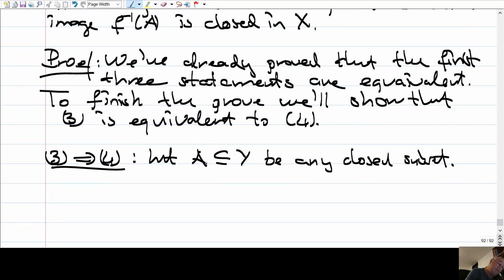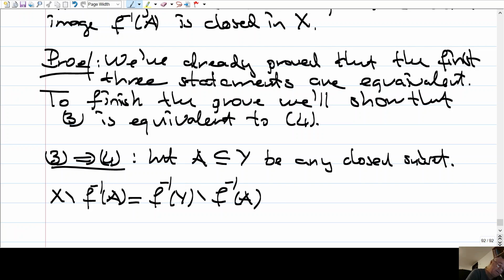But you see, X minus f inverse of A, I can write it this way. This X is just the inverse image of Y, right? Because every point of X is mapped to Y, and this is f inverse of A. But what is this? This is just f inverse of Y minus A, right? These kinds of equalities don't hold in case when you take image, but they hold when you take inverse image.